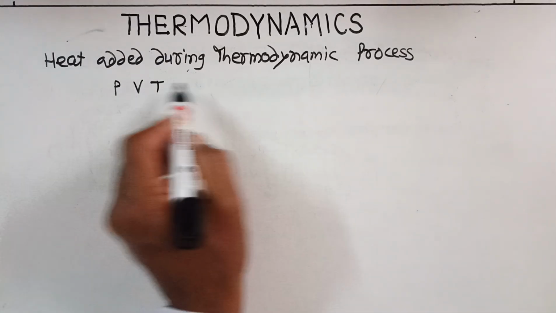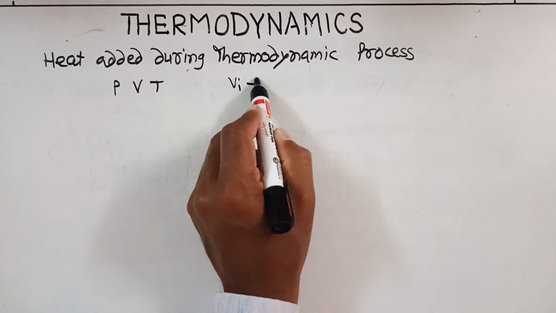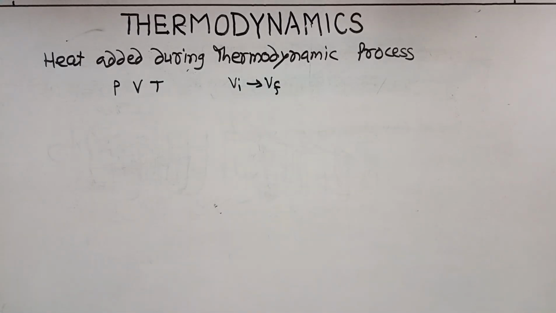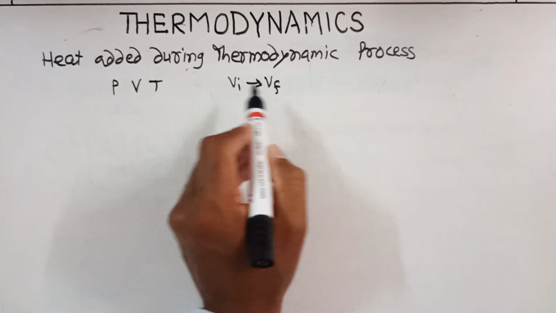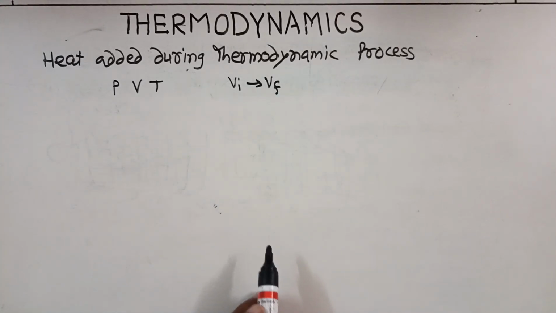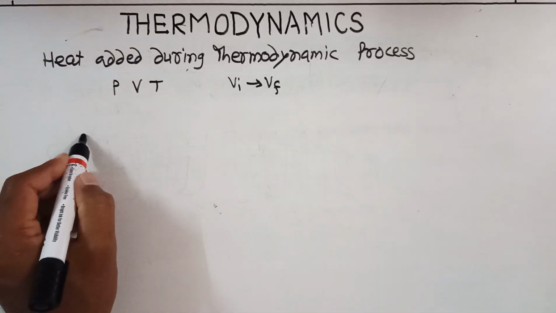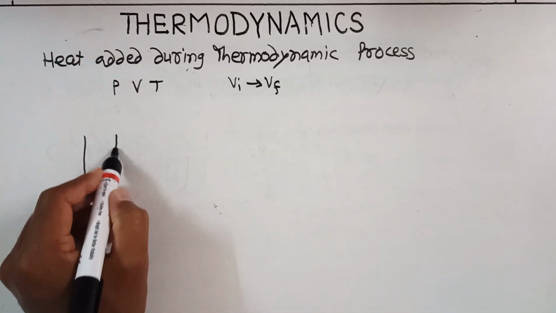If any one of the state variables, for instance the volume, changes from the initial volume Vi to Vf, then we say that the thermodynamic state has also changed. The change in volume occurs in two different ways. Now let us see. One way we have already seen.